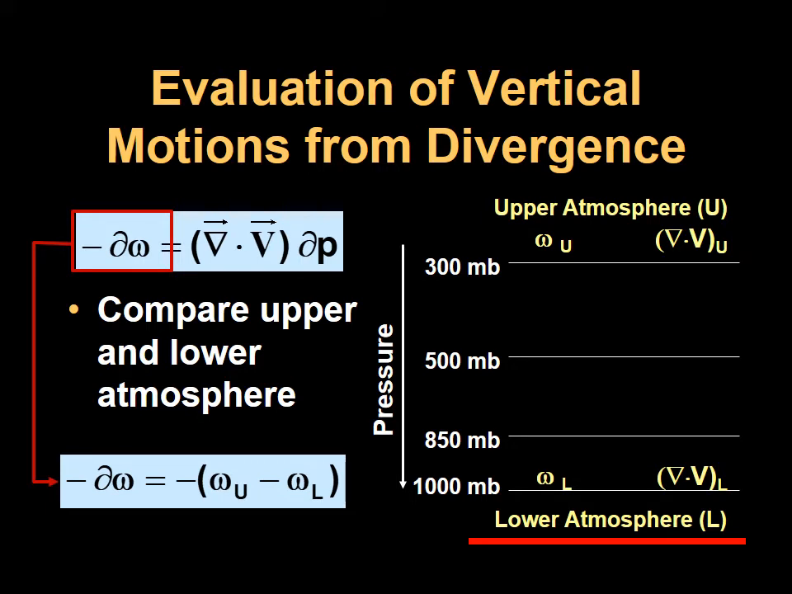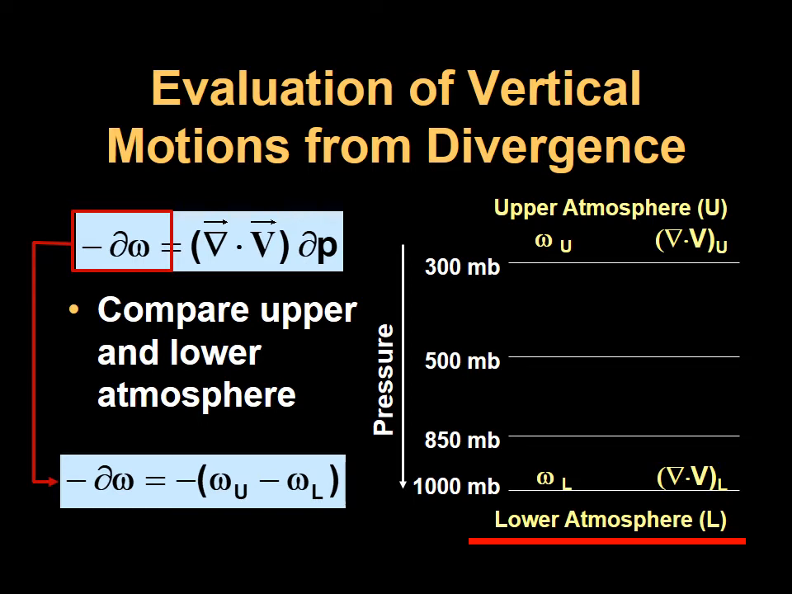So what the derivative of omega means is the change in the vertical velocity. Now we're doing this with respect to the layer of the atmosphere. In other words, over a certain change in pressure, dP, which you see on the right-hand side. So what that means is we're going to compare the vertical velocities in the upper atmosphere with the vertical velocities in the lower atmosphere. So that's what we'll do.